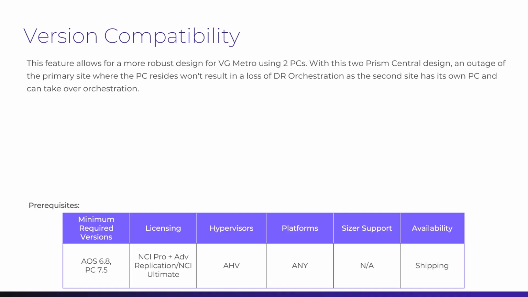For version compatibility, this has a minimum required PE version of AOS 6.8, but PC has a requirement for 7.5. For licensing, this is NCI Pro plus the Advanced Replication SKU or NCI Ultimate. The hypervisor supported is AHV. This is supported on any platform. There's currently no sizer support, and this will ship once 7.5 is GA.